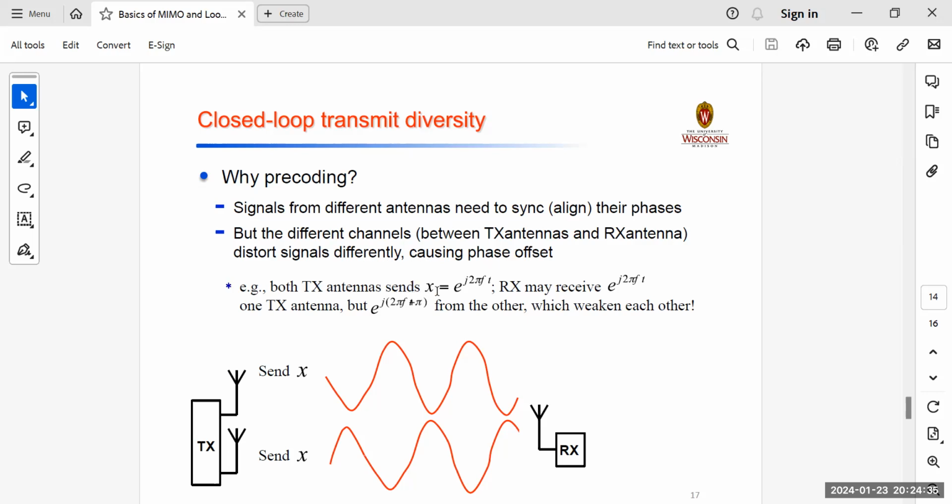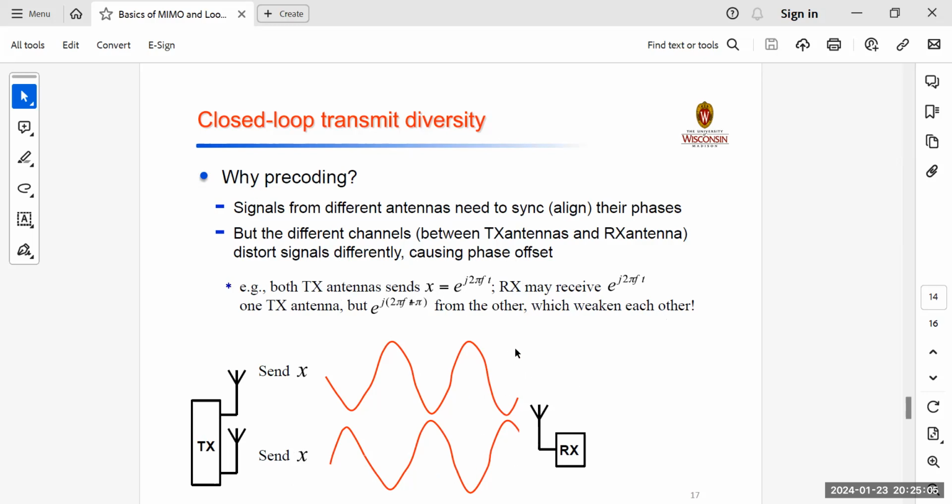Both transmit antennas send X equal to e^(j2πft). For example, this one is sending e^(j2πft), and this one is also sending e^(j2πft). But the receiver may receive e^(j2πft) on one antenna, but e^(j2πft) plus a phase offset of π from the other, which weakens the other signal. So it is weakening the overall effect. For example, we have only one antenna on the receiver side. So both of these signals are nullifying the effect of each other, and hence weakening the signal.